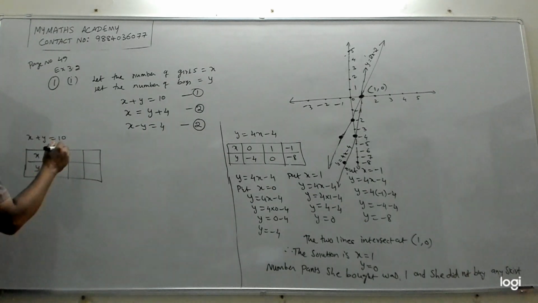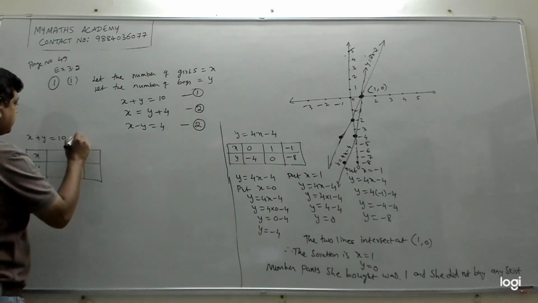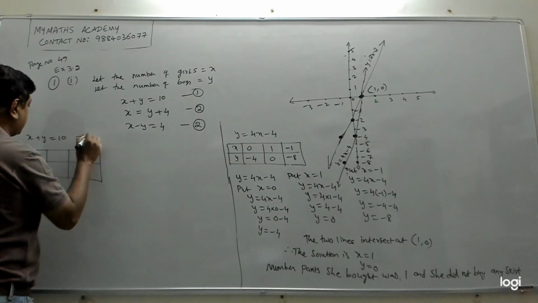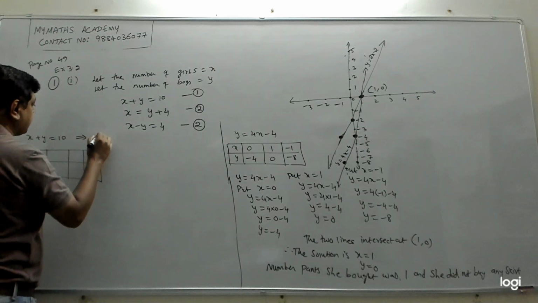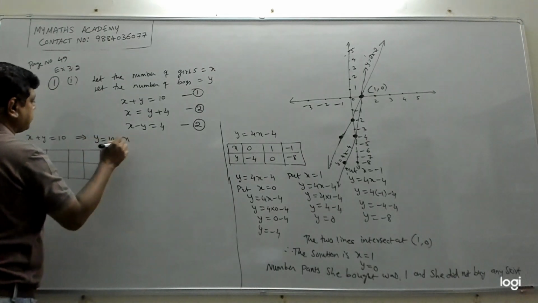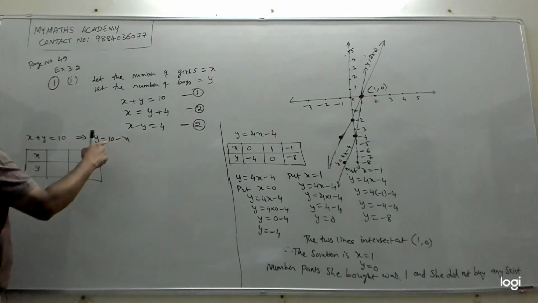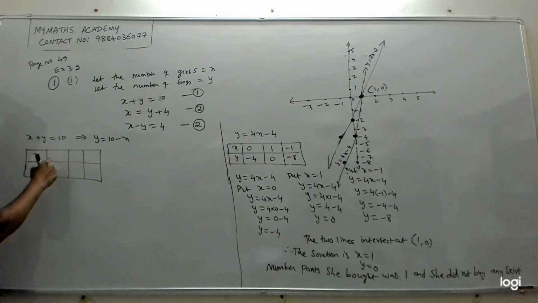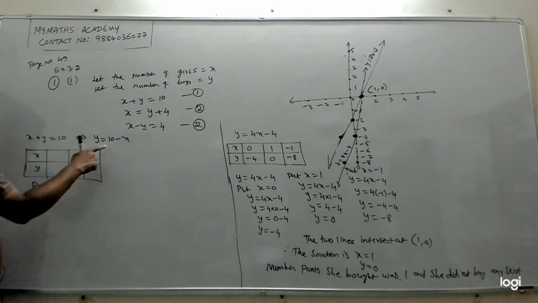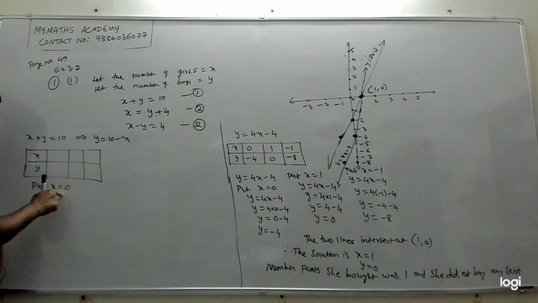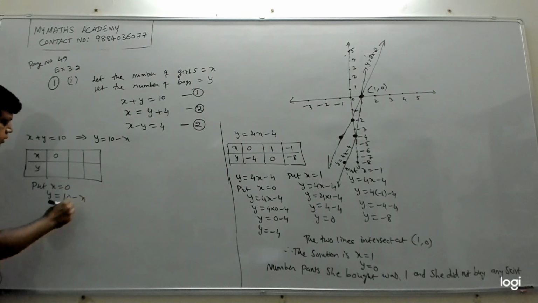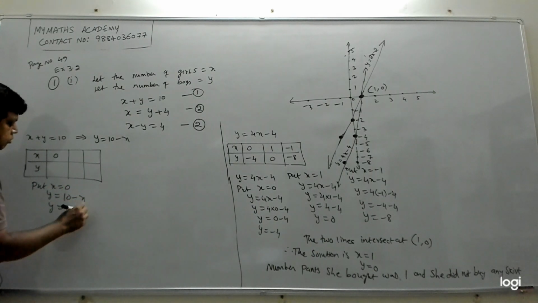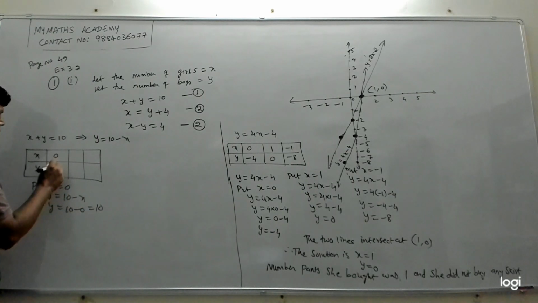So here this can be written as, I can take x to the other side. So I'll get y equal to 10 minus x. X goes this side, it becomes 10 minus x. Now we will solve this. Now we'll put x is equal to 0. If we put x is equal to 0, my y is 10. Put x is equal to 0, my y is what? 10 minus x. So y is 10 minus 0. So my y becomes 10.